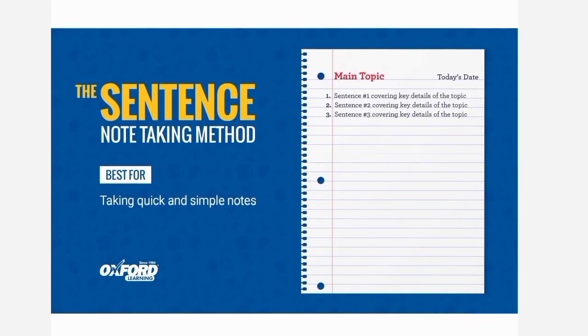So here is an example of the sentence note taking method. First the main topic, after that sentence 1, sentence 2, sentence 3, covering the key details of the topic.